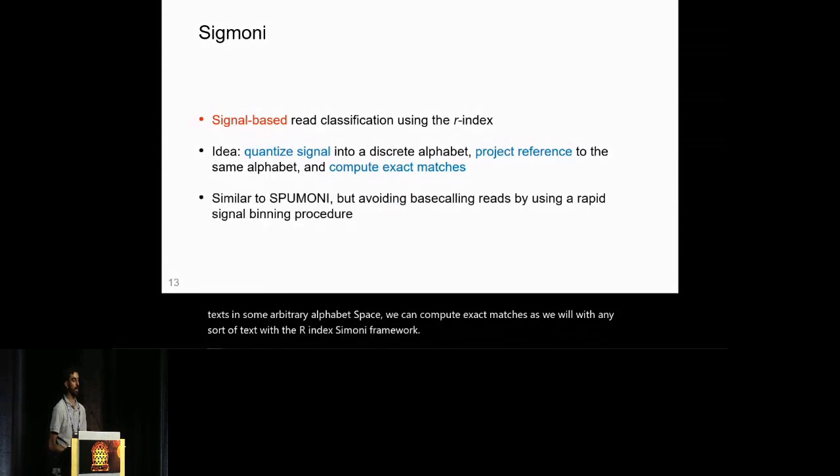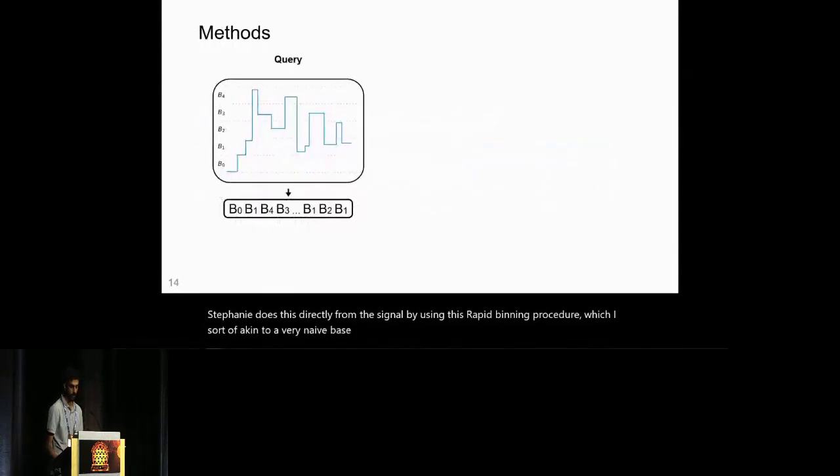And so similar to Sigmoni, it can classify nanopore reads, but it avoids that base calling step. It does this directly from the signal by using this rapid binning procedure, which is sort of akin to a very naive base caller. And so how does that work?